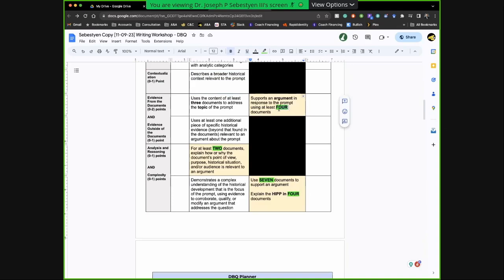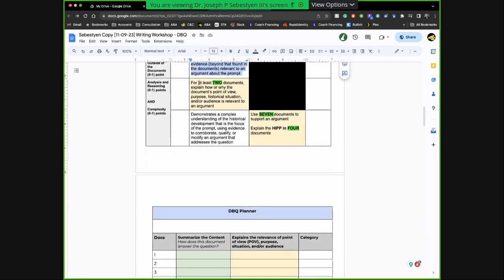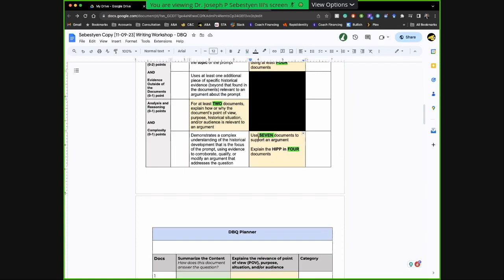Instead of 6 documents, they've dropped it down to 4 to support an argument. So you have to use 4 documents. You still need outside evidence to get that point. They've dropped the HIP analysis down to 2 instead of 3 to get that point. But what they've done is, if you use 7 documents to support an argument, or explain the HIP in 4 documents, you get the 7th point.